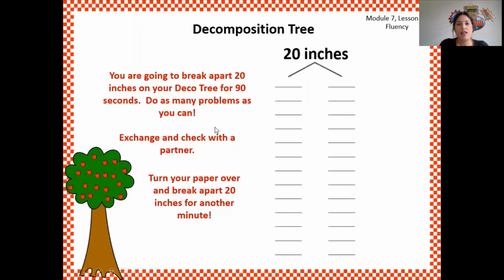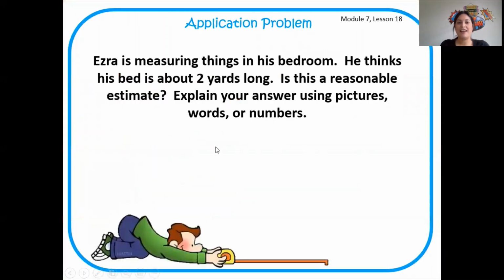Welcome back. Well, I hope you were able to do a lot of different ones. For example, 10 and 10, 19 and 1, 18 and 2, 15 and 5. Okay, very good. So if you were able to fill out the whole thing, guess you're right. All right, now it's time for application problem. Remember, we read the problem, draw a picture, and write our number sentence. So if you need to find your application problem for Module 7, Lesson 18, you can pause the video, go find your application problem, and come back.